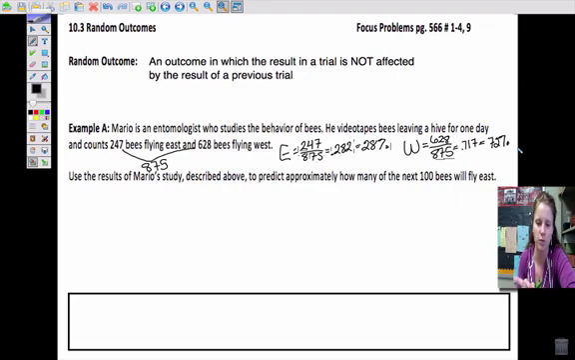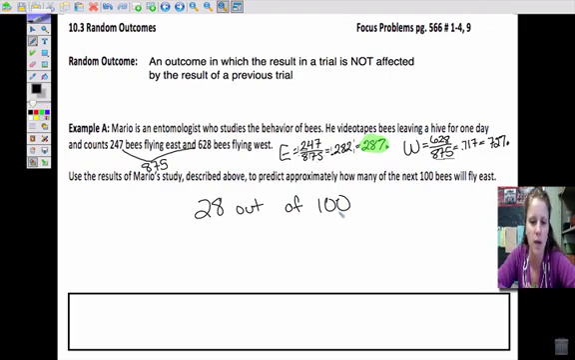Okay, so the question is, use the results of Mario's study to describe or to predict approximately how many of the next 100 bees will fly east. So our experimental probability for flying east was 28%. That means 28 out of the next 100 bees should fly east.